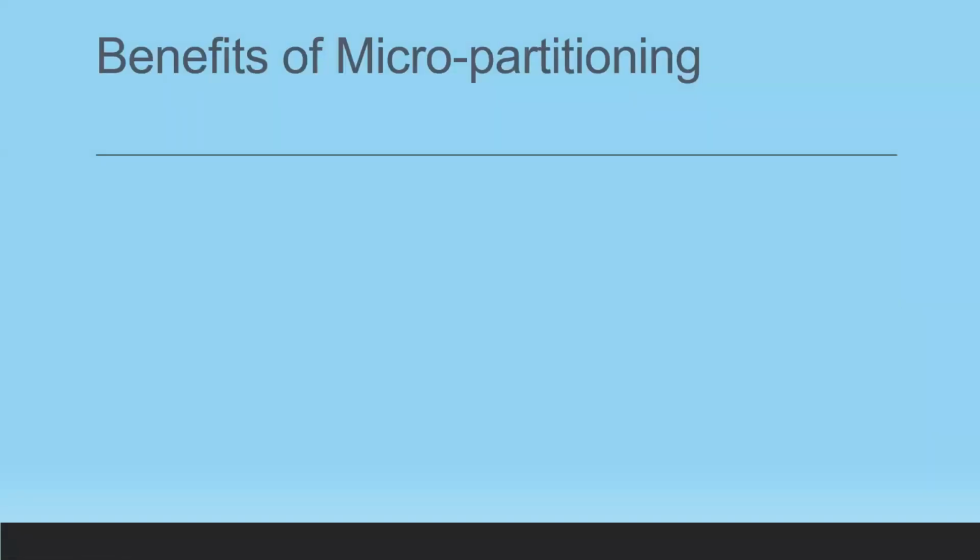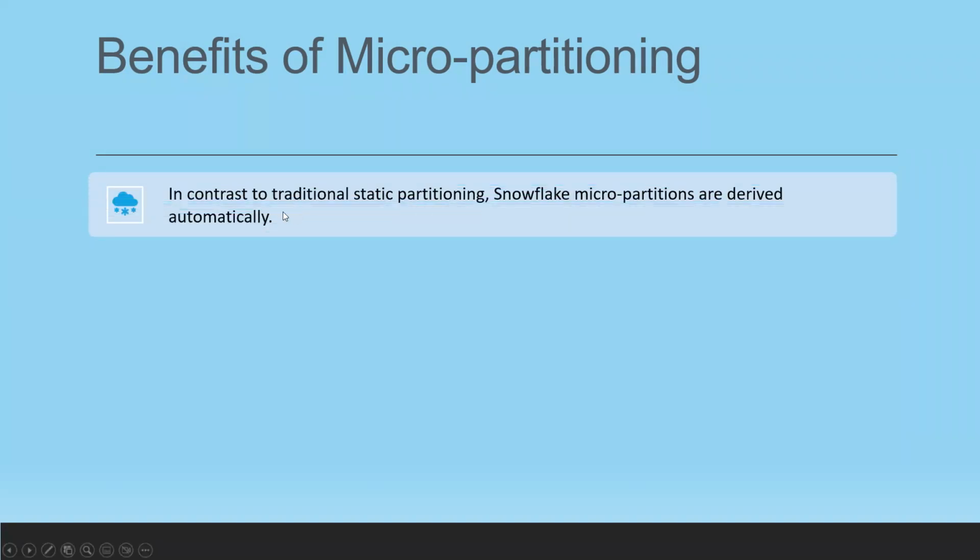What are the benefits of micro-partitioning? As I mentioned, micro-partitioning is automatically performed on all Snowflake tables. Tables are transparently partitioned using the ordering of data as it is inserted or loaded. The benefits of Snowflake's approach to partitioning table data include, in contrast to traditional static partitioning, that Snowflake micro-partitions are derived automatically. They don't need to be explicitly defined upfront or maintained by users.